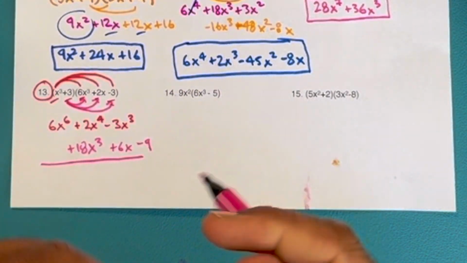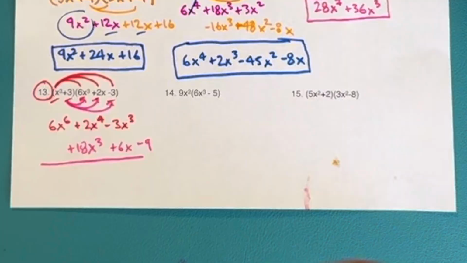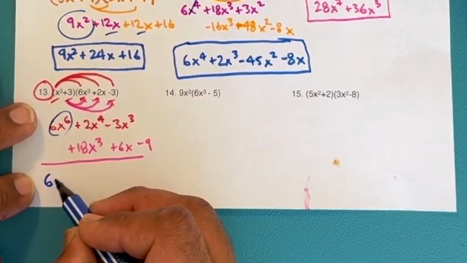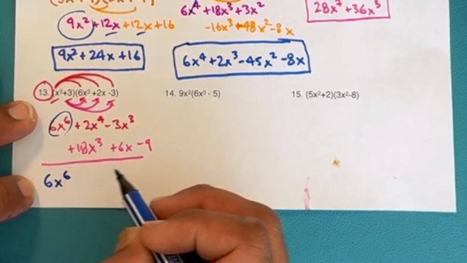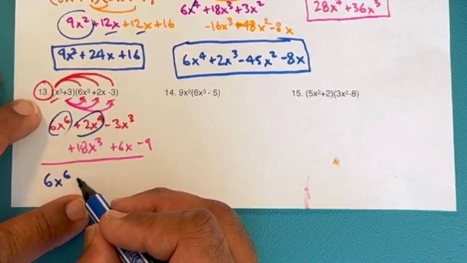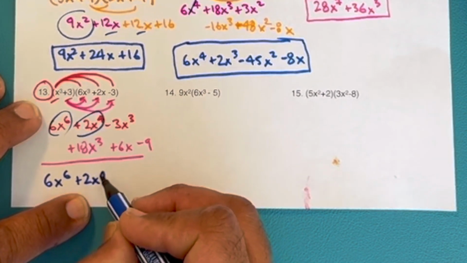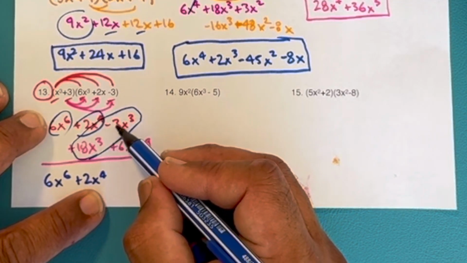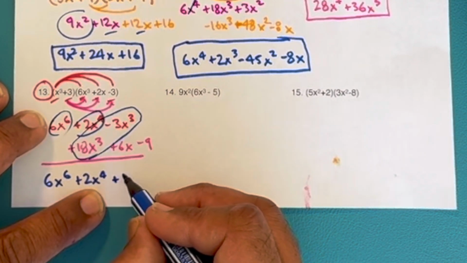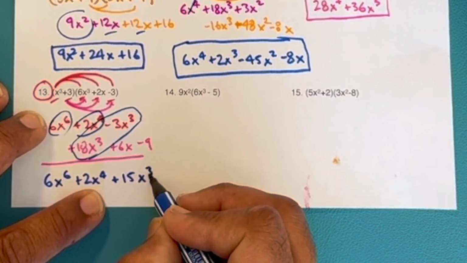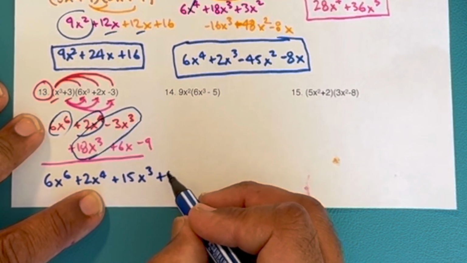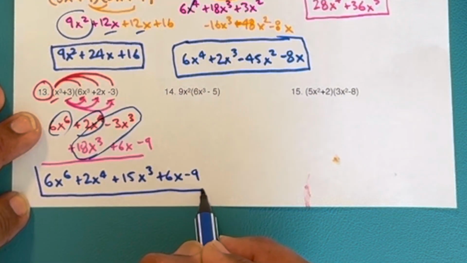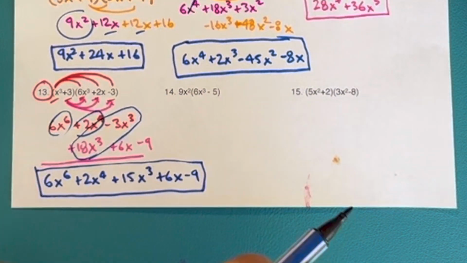Alright. So I didn't write these in nice columns, so I'll make sure I don't make any mistakes. Biggest power at the front, so 6x to the sixth. Next, plus 2x to the fourth. These combine because they both have x to the third. Negative 3 plus 18 is a positive 15. Don't forget x to the third. Then I've got 6x minus 9. Done. I think that's the toughest one left.